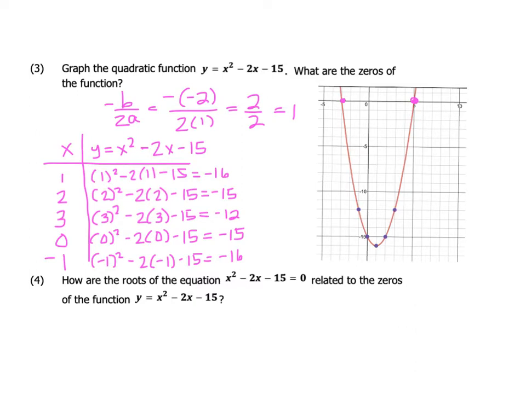And what I want you to notice about this is what are the x values where that graph does cross. If you notice, it crosses right here at negative 3, 0, and it crosses right here at 5, 0. And don't those numbers sound familiar? So the zeros of our function are negative 3 and positive 5.